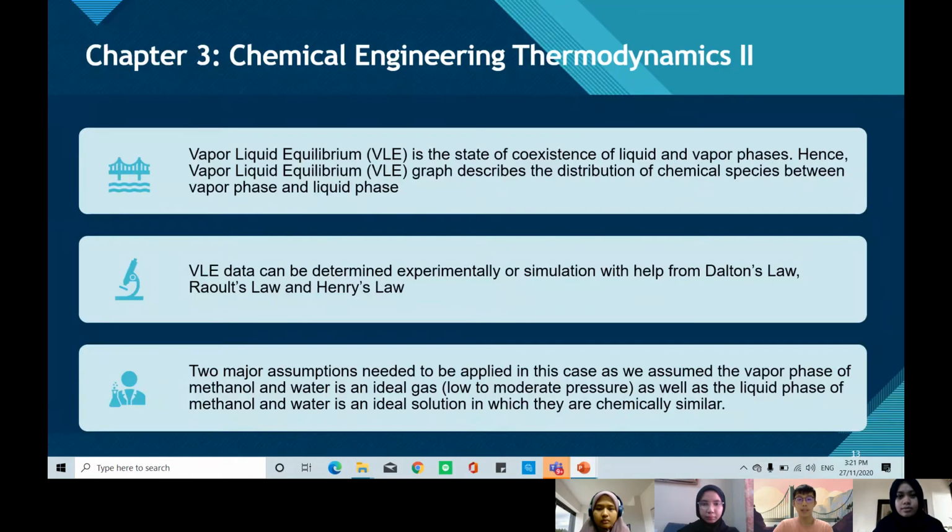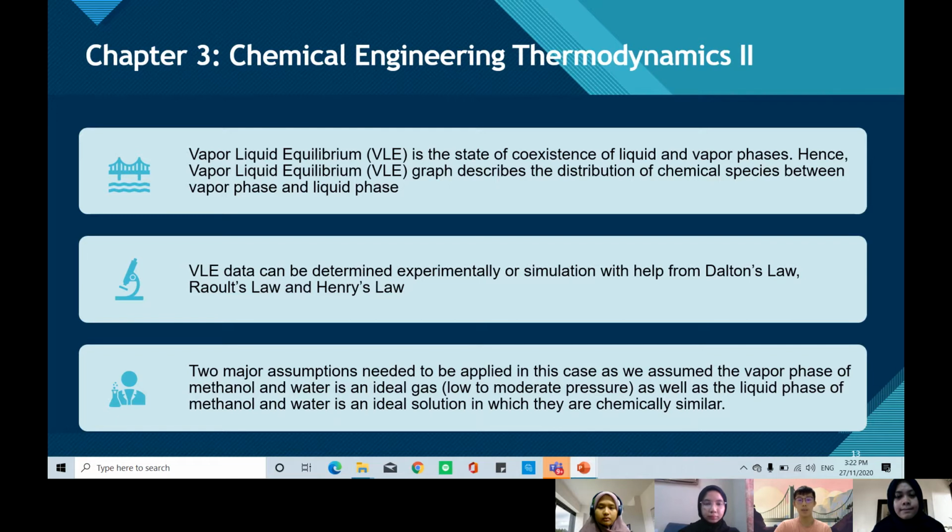For the chemical engineering thermodynamics 2, which is the chapter 3 part, we have understood some concepts. First of all, the VLE, vapor-liquid equilibrium, is a state of coexistence of liquid and vapor phase. Hence, the VLE graph will describe the relationship as well as the distribution of chemical species between vapor phase and liquid phase. In fact, the VLE data can be determined experimentally, by simulation, or by calculation with the help of Dalton's law, Raoult's law, and Henry's law.